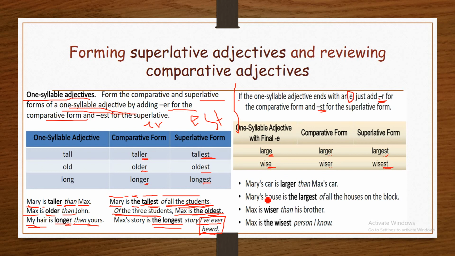For example, Mary's car is larger than Max's car. Here, Mary's car is compared to Max's car. We have two objects. Therefore, it is a comparative adjective. Larger is comparative. It has ER, and the sentence contains than.